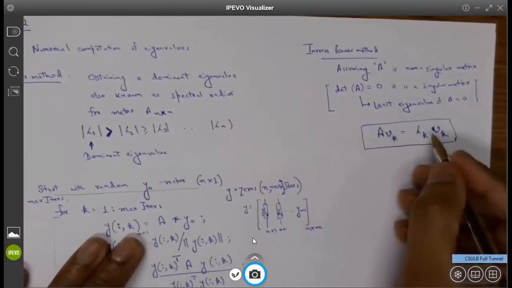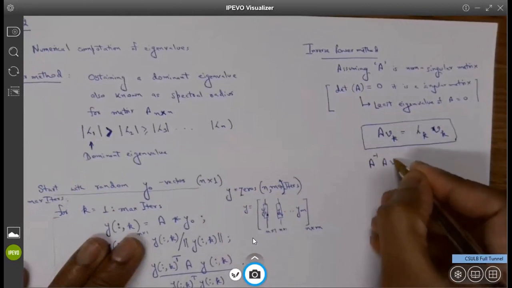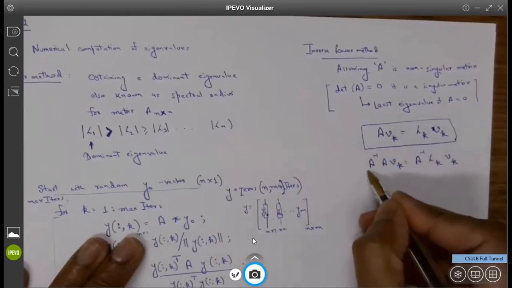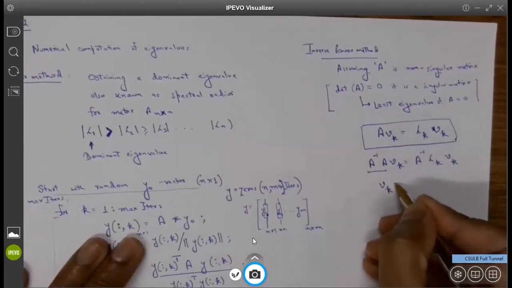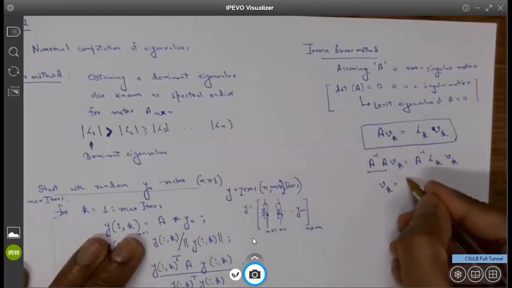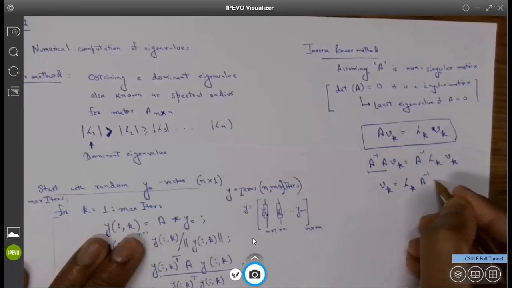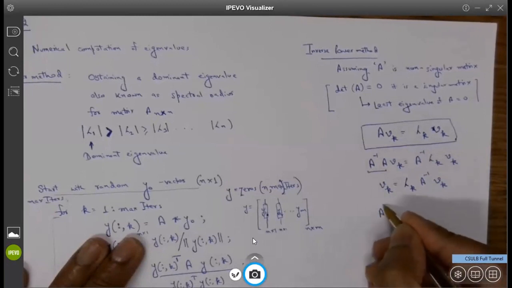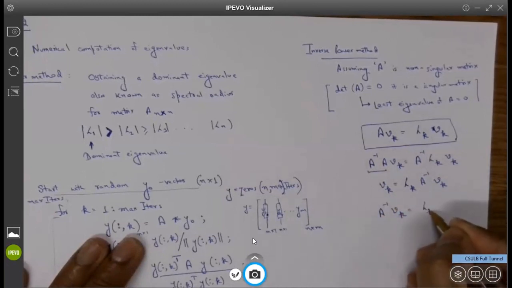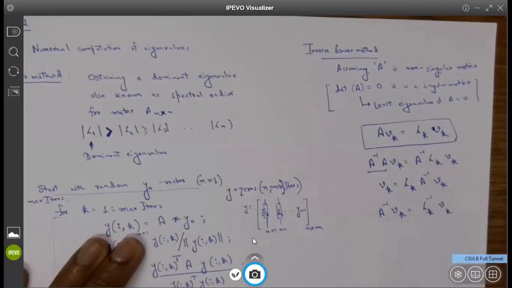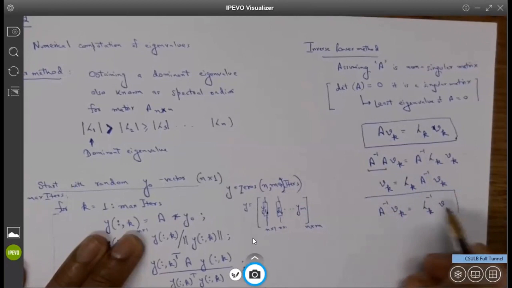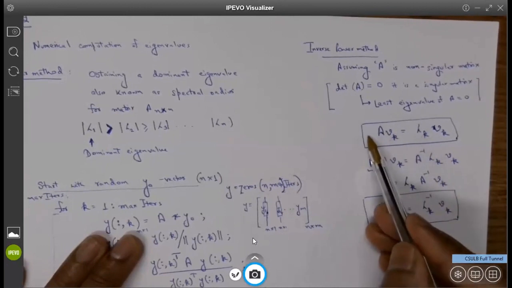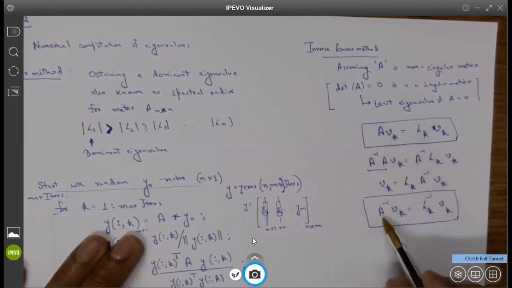So if I multiply with A inverse on both sides, what I will get? This will become identity matrix, so it becomes Vk, and A inverse, this lambda is scalar, so I can basically take it to this side. It will become A inverse Vk. Now lambda k, since it is scalar, I can take it in the denominator here, so it will become A inverse Vk equals lambda k inverse Vk. Do you see what I'm doing here? So what I'm saying is that if lambda is an eigenvalue of A, then lambda inverse is an eigenvalue of A inverse.